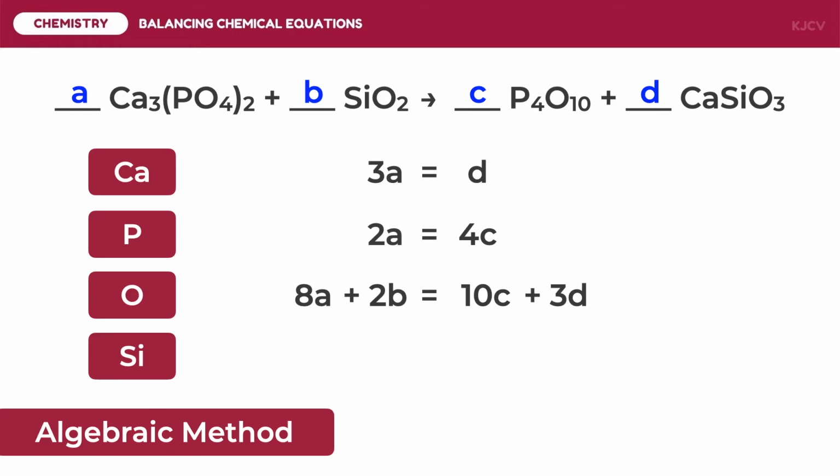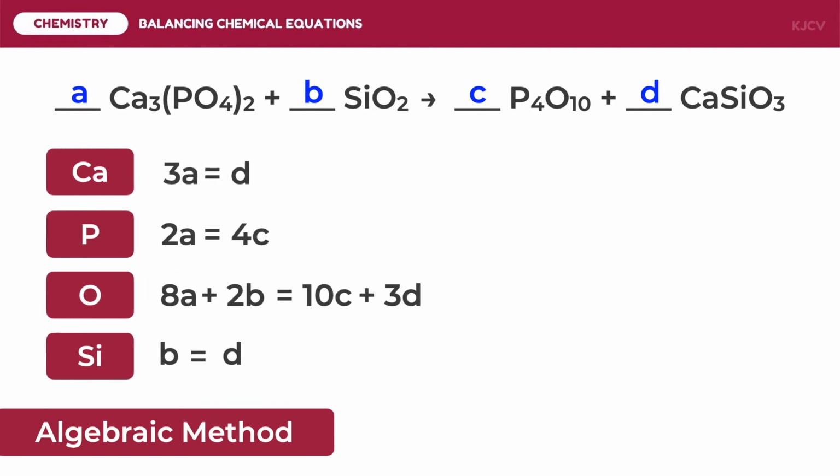Lastly, for silicon, we have 1 from silicon dioxide. Thus, we only have B. This is equal to D because there is only 1 from calcium silicate from the product side. And we're done with writing the 4 linear equations to get the coefficients of the substances. What we're going to do now is to get the values of each variable.